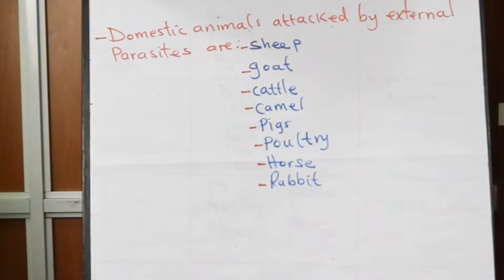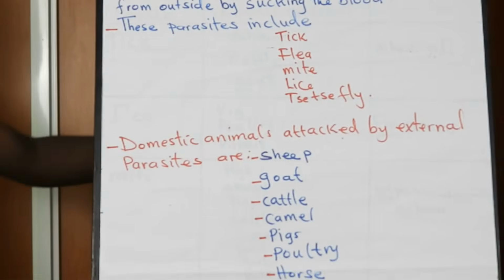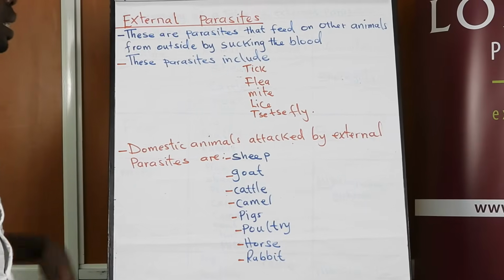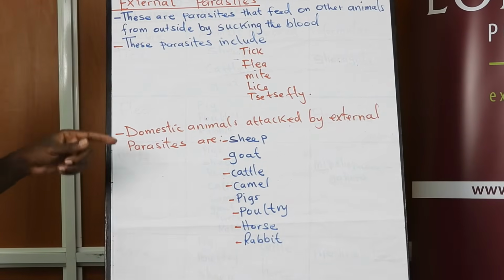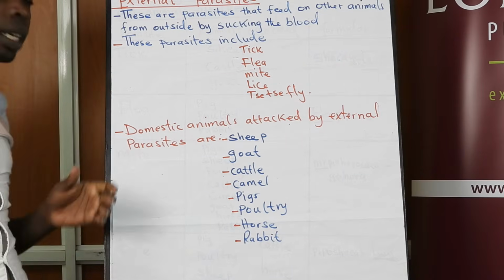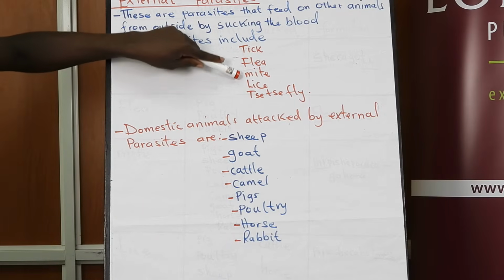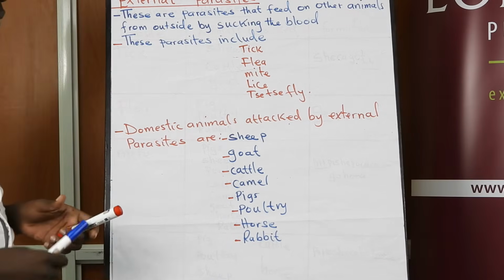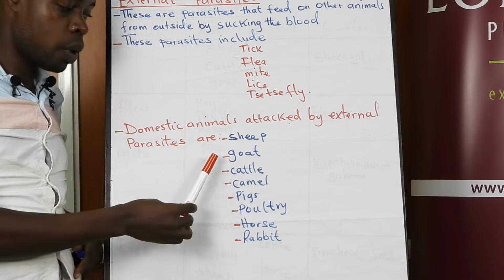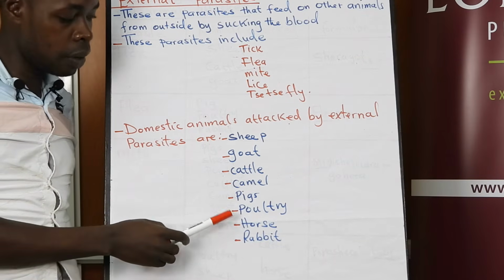In a short while, I will take you through the external parasite. What do we mean by external parasite? External parasites are parasites that feed on other animals from the outside by sucking the blood. And these parasites include tick, flea, mites, lice, and sesefly. And the domestic animals attacked by the external parasites are sheep, goat, cattle, camel, pig, poultry, horse and rabbit.